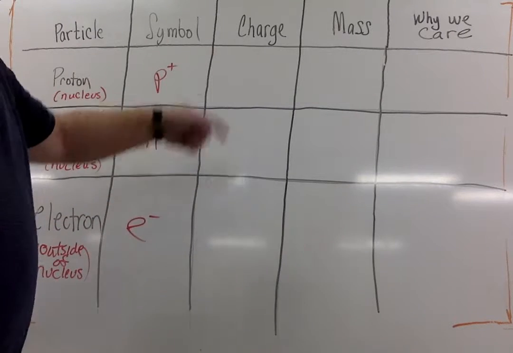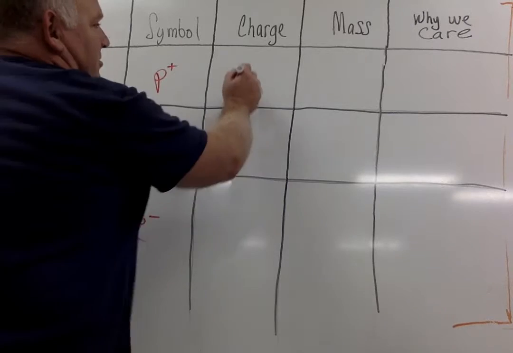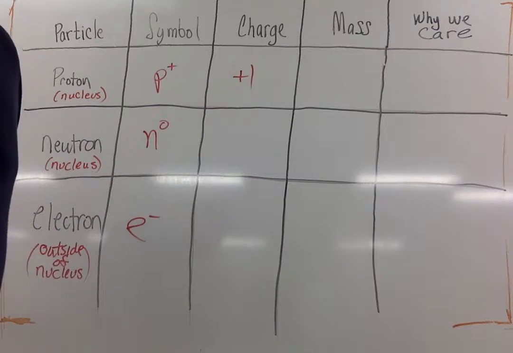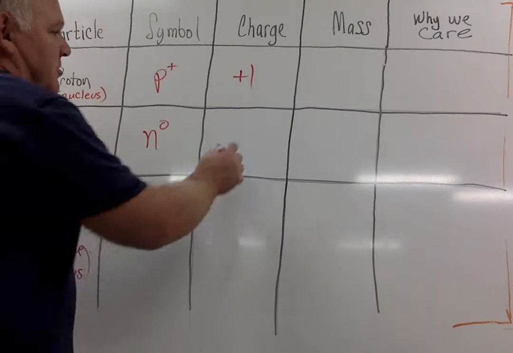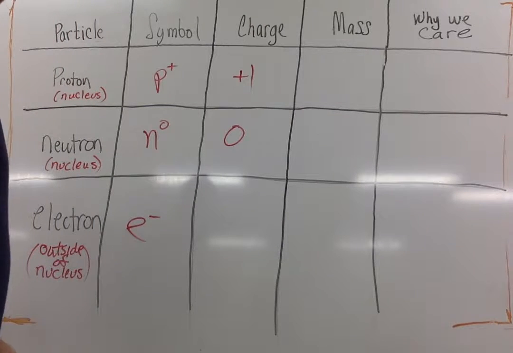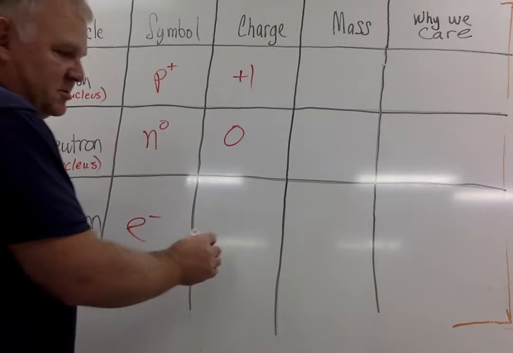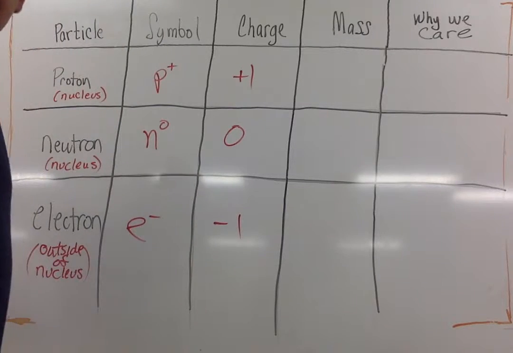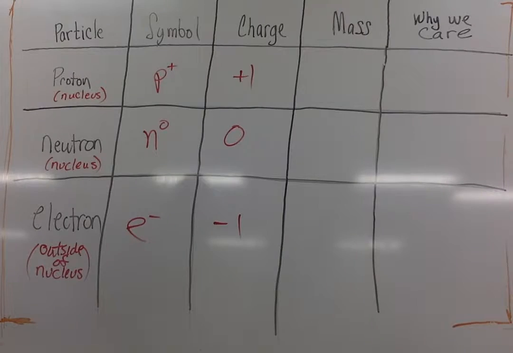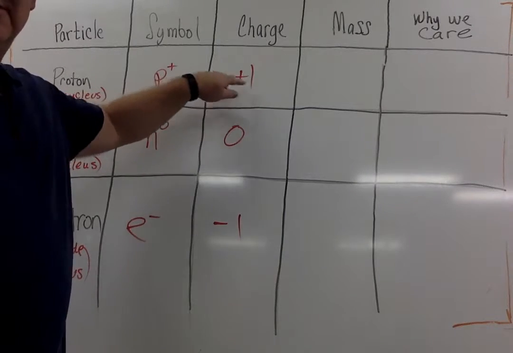In fact, right now, the charges: each proton carries a charge of +1. Each neutron has no charge. That's because they're neutral, where they get their name. And electrons have a charge of -1. Not just minus, not just 1, -1. Not just plus, not just 1, +1.